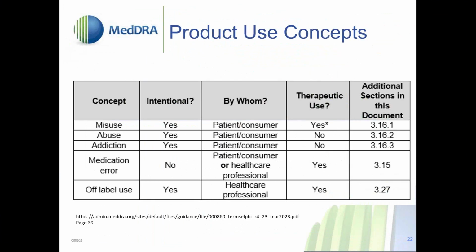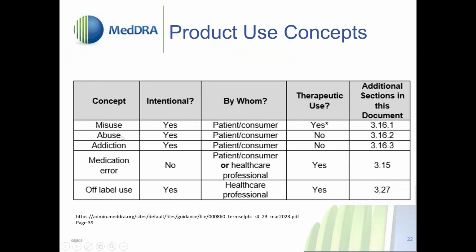The PTC document for MedDRA term selection contains a table on page 31 that facilitates the rough classification of product use errors and problems. And 3 criteria are used for this purpose. Was the deviation intentional, a conscious decision, or did it happen in error? Was it unintentional? And who has caused this event? Who triggered it? The patient or consumer, or the healthcare professional? And did it happen in the context of therapeutic use of the product, yes or no?